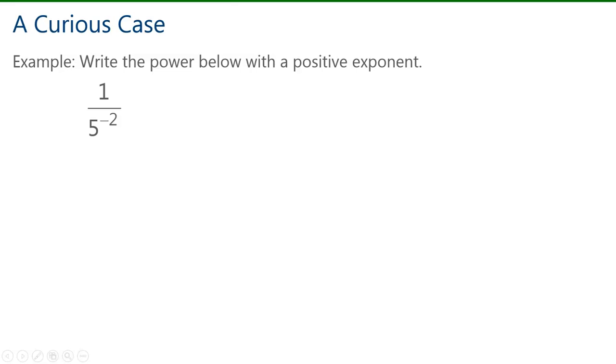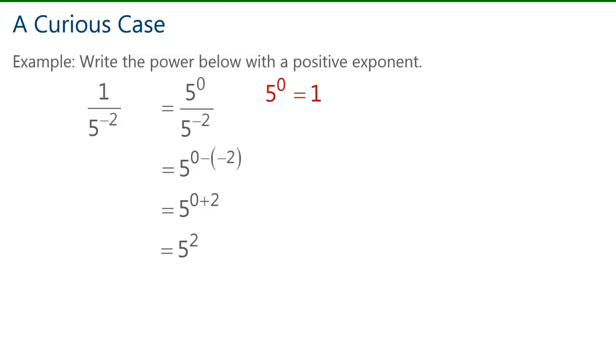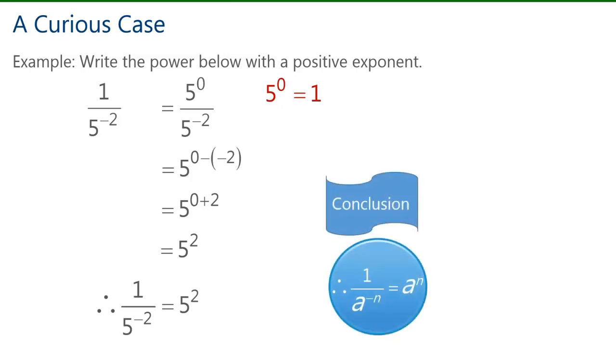Here's a curious case. Write the power below with a positive exponent, 1 over 5 to the negative 2. We can replace the 1 with 5 to the 0, because 5 to the 0 equals 1. Using our quotient of powers rule, we can now do 5 to the 0 subtract a negative 2. Two negatives make a positive, so this is 5 to the 0 plus 2, giving us 5 squared. So 1 over 5 to the negative 2 equals 5 squared. From this, we can conclude that 1 over a to the negative n equals a to the n.